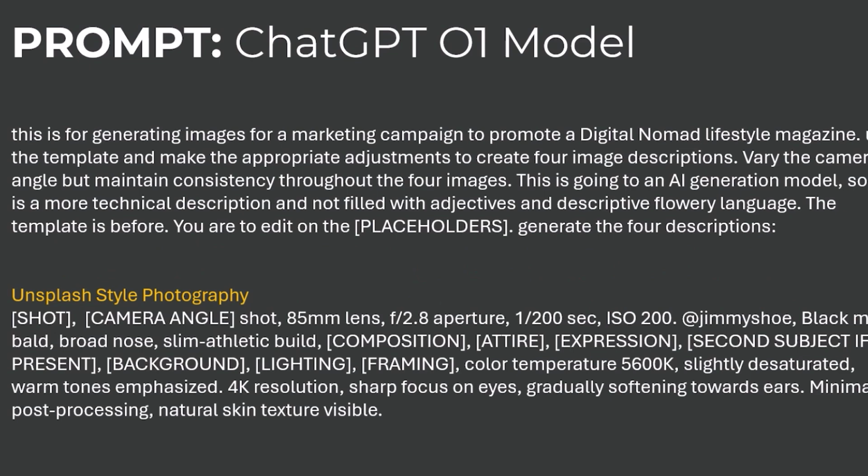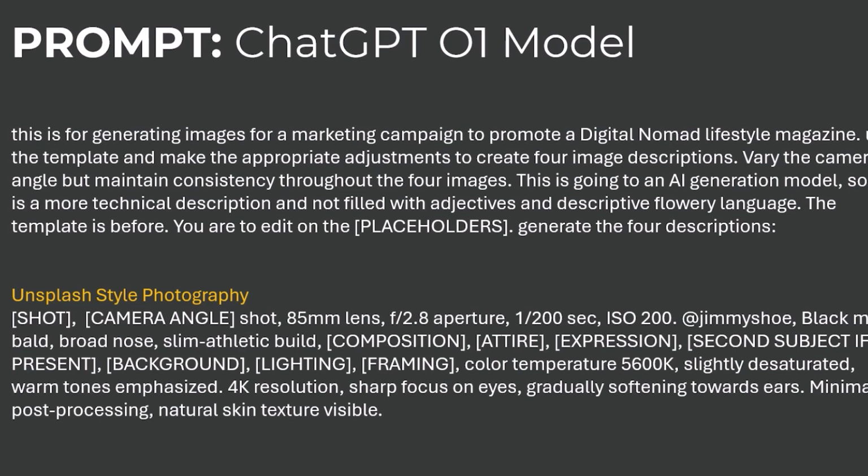I'm using ChatGPT o1 for this because o1 is a reasoning model, and when you want specific outcomes, you need a model that's really going to adhere to the description, to the prompt. And the o1 model does things like this very well. And all I'm telling it is that we're generating images for a marketing campaign, a digital nomad lifestyle magazine, and it has a template, and it's to create four images, to describe 4 images.